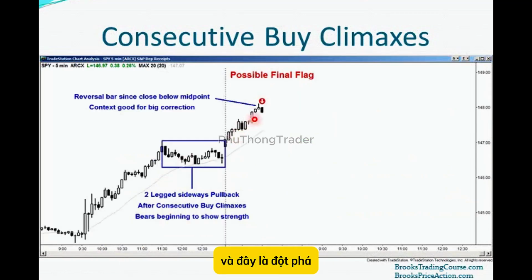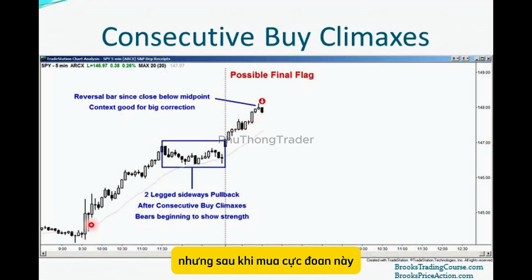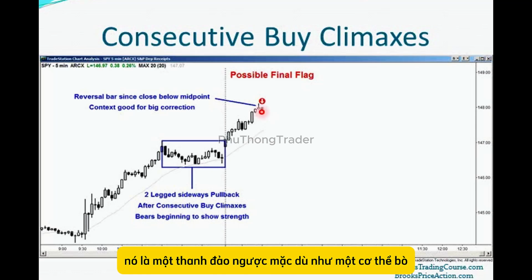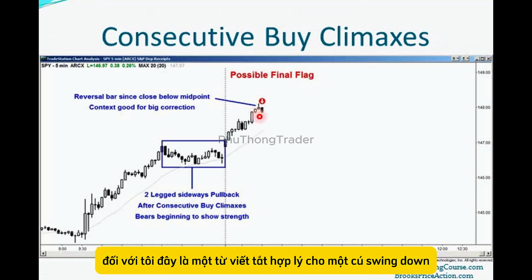And here's the breakout. It went probably further than what traders wanted, but after this extreme buying and then more extreme buying here and more extreme buying here, it's a reversal bar, even though it has a bull body. Remember, if the bar has a close below the midpoint, it's a reversal bar. To me, this is a reasonable short for a swing down.